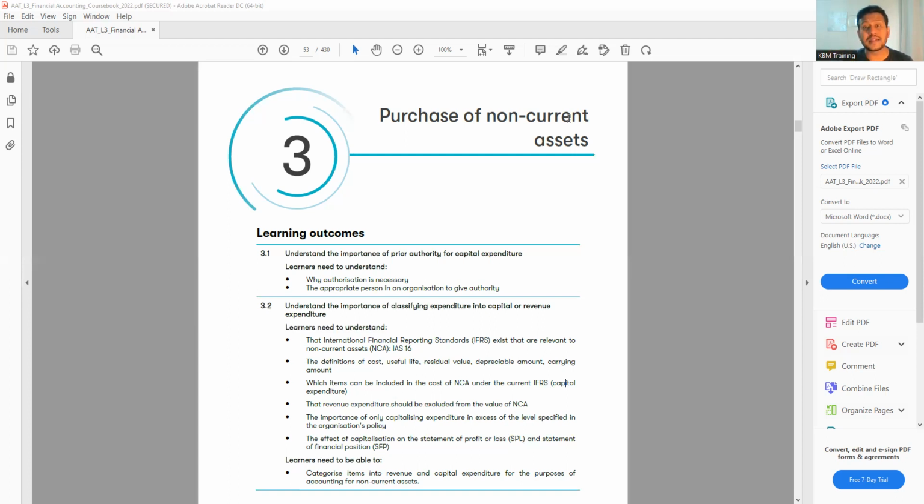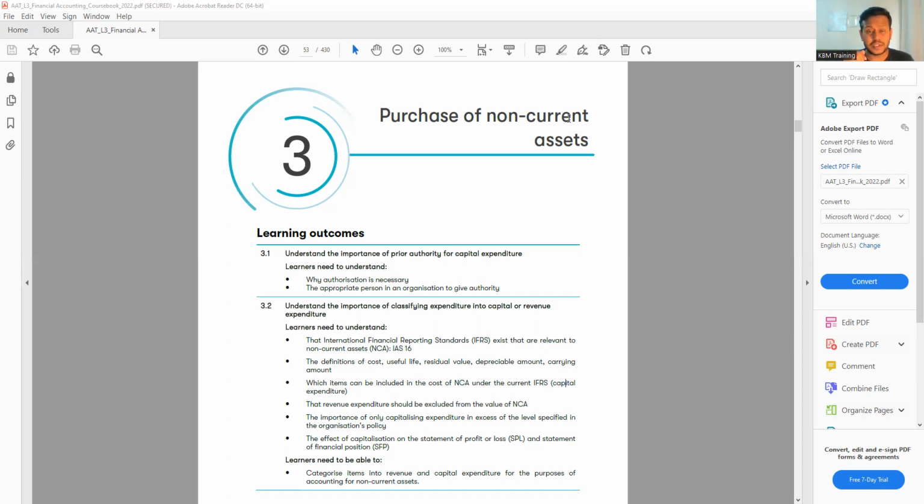For example, if we buy something and we have a plan to use it in the business for more than 1 year, we call it non-current asset, or fixed asset. So any sort of expenditure we make for the non-current asset, we call capital expenditure. So capital expenditure is relevant to our financial statement. If we buy any asset, we record it on our statement of financial position, or the balance sheet.